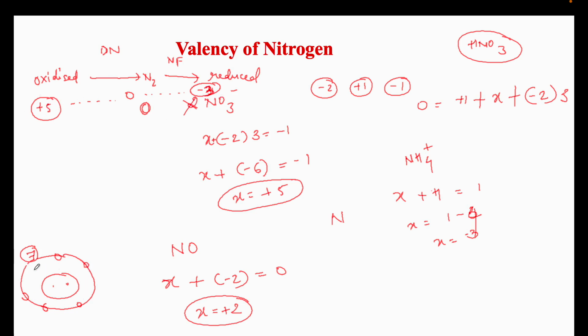It has 5 electrons. It can lose all 5 electrons and get oxidized completely in NO3 minus, or it can gain 3 electrons and complete its valence shell. It already has 5 electrons, so it can gain 3 electrons and complete its 8 electrons and its valence shell. So the valency of nitrogen is from +5 to -3. Okay, this is how you calculate the valency.